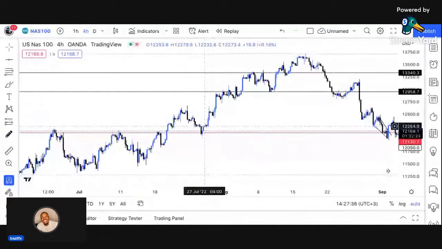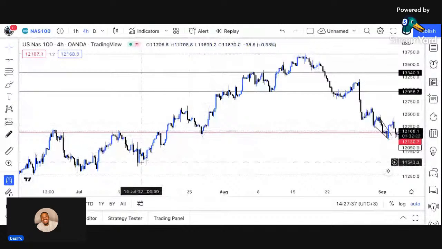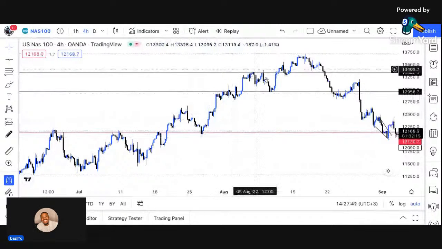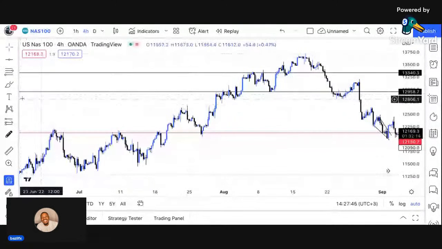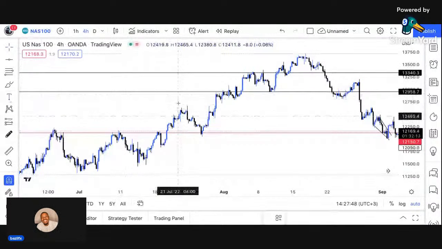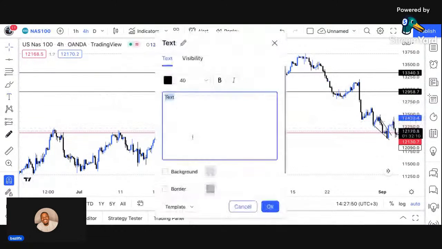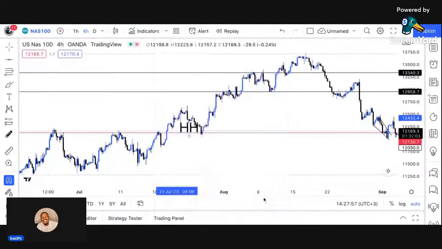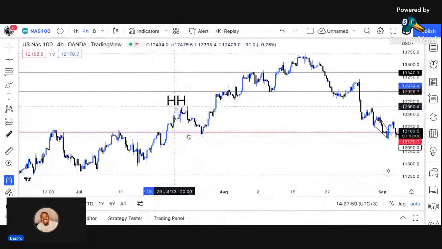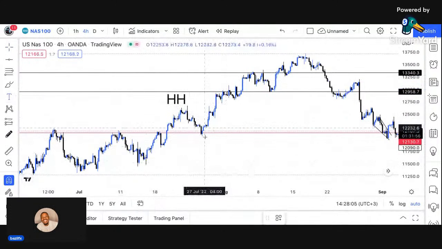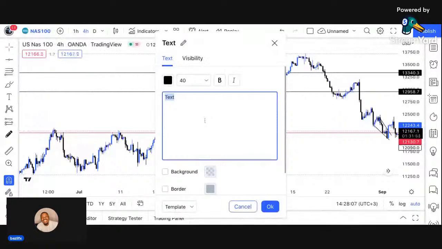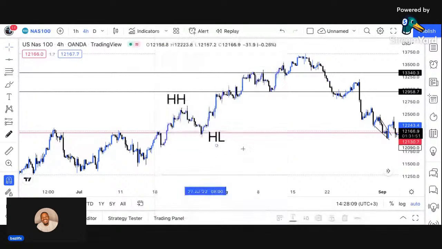Impulsive moves are the ones that give us this nice impulsive, retracement, impulsive, retracement, impulsive. So now this is our market. Let's name these things together. This is a higher high. This is a higher high. Higher high. This one here is a higher high, and then this one is a high low. You see? This one is a high low.